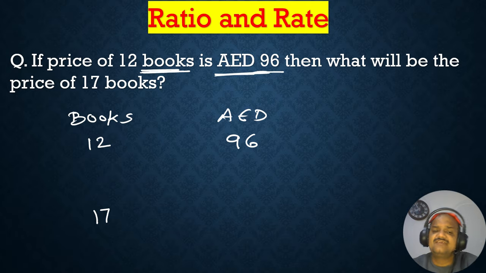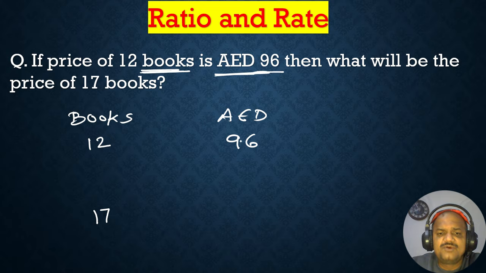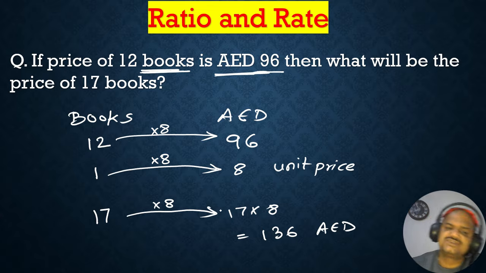Now this question I will tell you in two ways. First way, I will use the unit method. So for 12 books you have to pay 96 dirham. So how much will you pay for one book? Just now I told you, 12 times 8 is 96, right? So 1 times 8 will be equal to 8 dirham. So 8 dirham is the unit price. So for 17 books, it will be 17 times 8. So 17 times 8 will be 136 dirham.